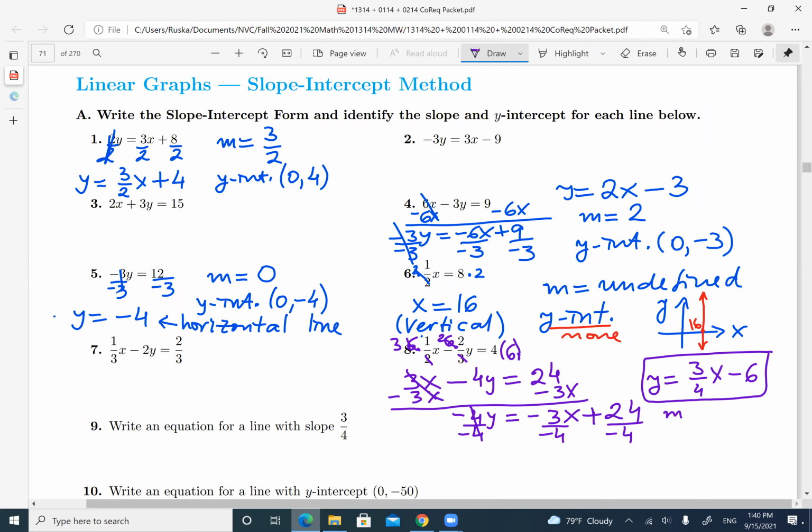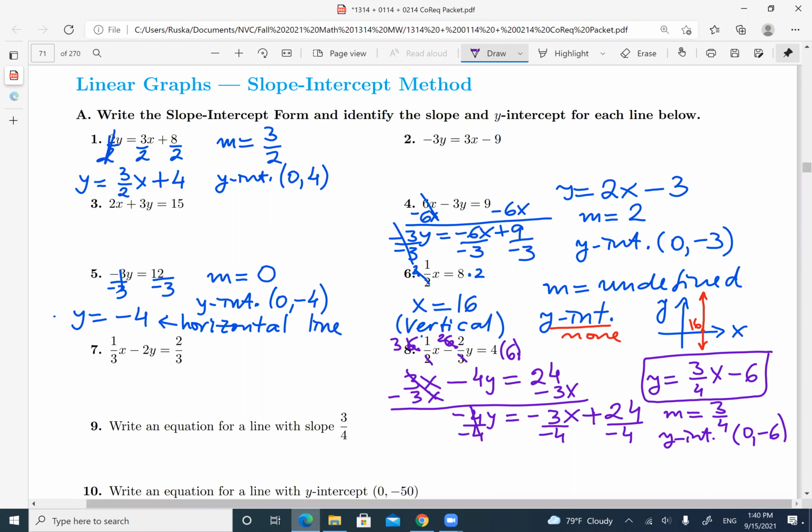The slope is going to be what? The number in front of x. And the y-intercept is what? The number by itself, 0 and -6, that's right. So that's how you do number 8.